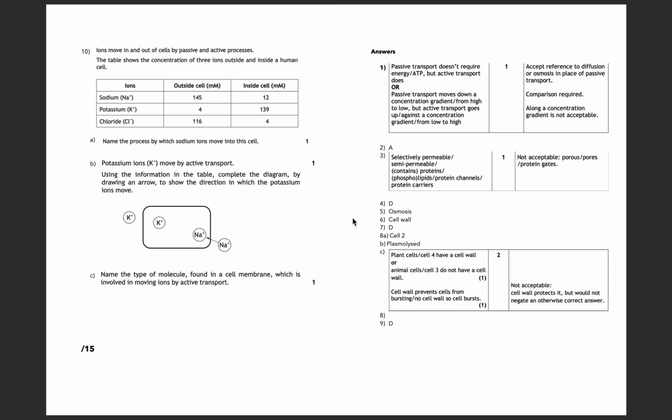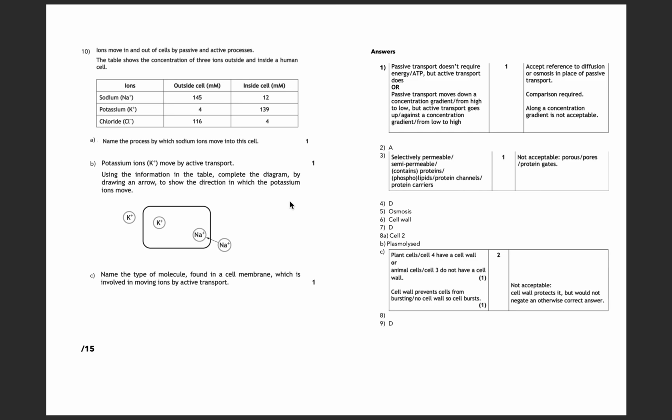10. Name the process by which sodium ions move into this cell. So let's look at the table. It's giving us the information. Sodium ions moving into the cell. So in the exam, you could actually draw an arrow there if it's moving into the cell. So it's going down a concentration gradient, moving from a high concentration to a low. And what process do we know that moves molecules from a high concentration to a low concentration? It has to be diffusion for this question.